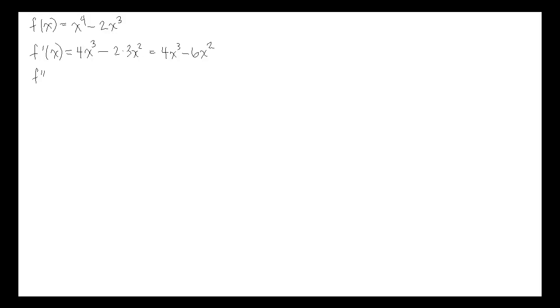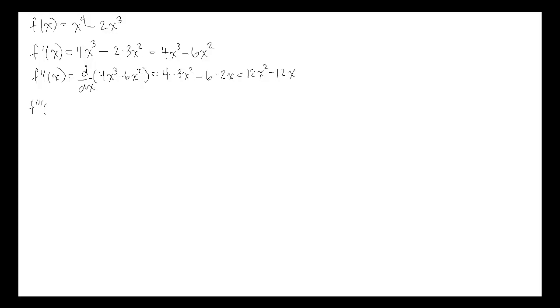Okay. Second derivative is the derivative of the first derivative. So that would be 4 times the derivative of x cubed, that would be 3x squared, minus 6 times the derivative of x squared, so that would be 2x. So 12x squared minus 12x is our second derivative.